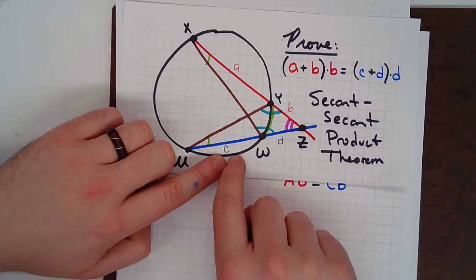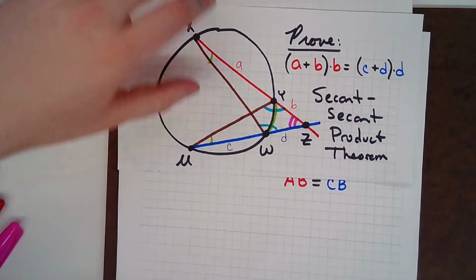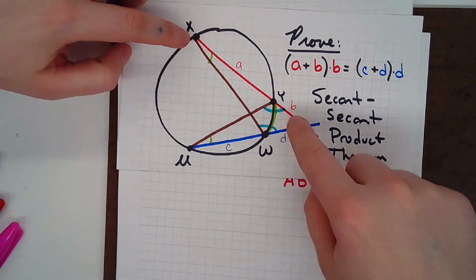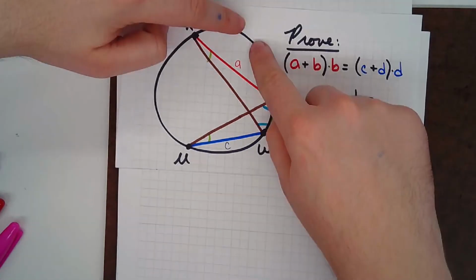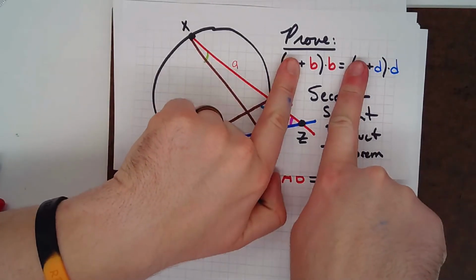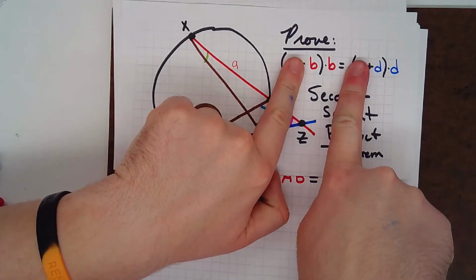So C disappears and D becomes bigger. And same thing if we do it to this one. A disappears, right? And B becomes bigger. So A is gone, C is gone, and what we're left with is B times B equals D times D, otherwise known as B squared equals D squared.